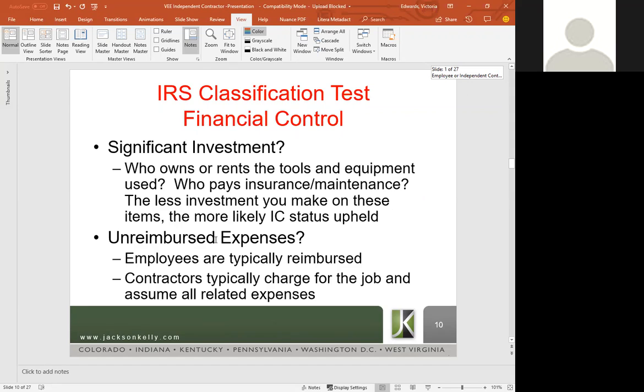Same thing with expenses. Employees are typically reimbursed. Contractors, that's something that they usually incur on their own. So contractors usually don't get reimbursed for expenses. If you have a provision in the contract that suggests they do, that could be a marker for employee status as well.